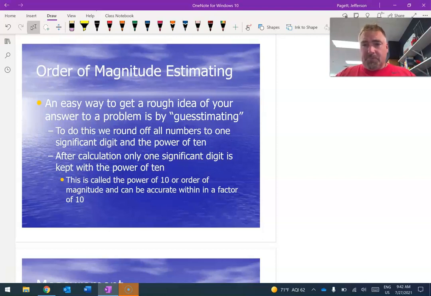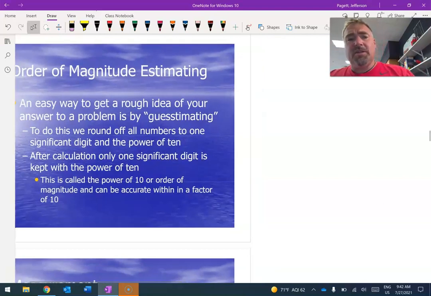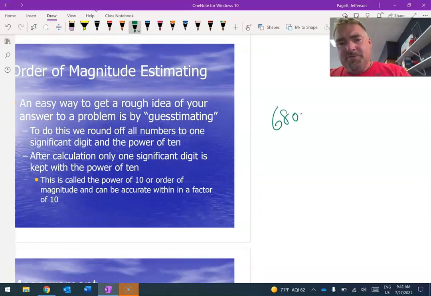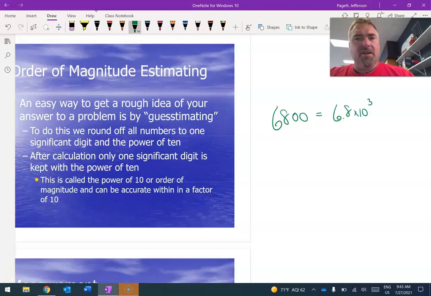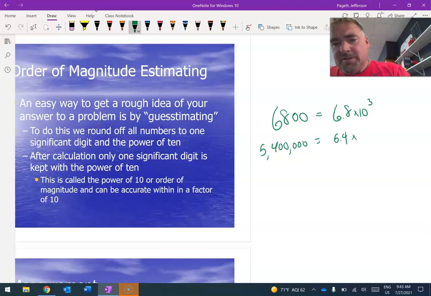Okay, and so order of magnitude, basically what you're going to do, so let's say you have like 6,800. Okay, 6,800 converts to 6.8 times 10 to the third. And let's say I want to multiply that by, let's say, 5,400,000. Okay, if I put that in scientific notation, that's going to be 5.4 times 10 to the 6th.